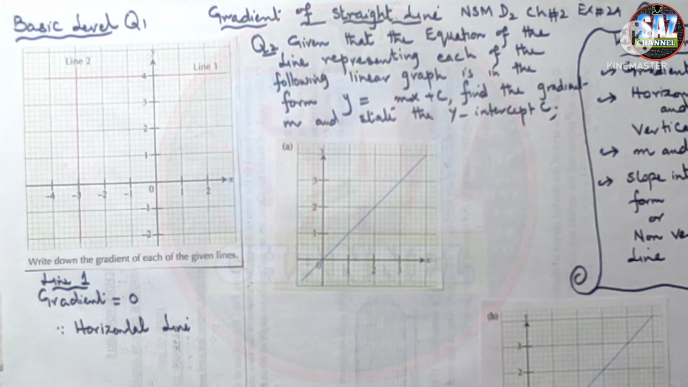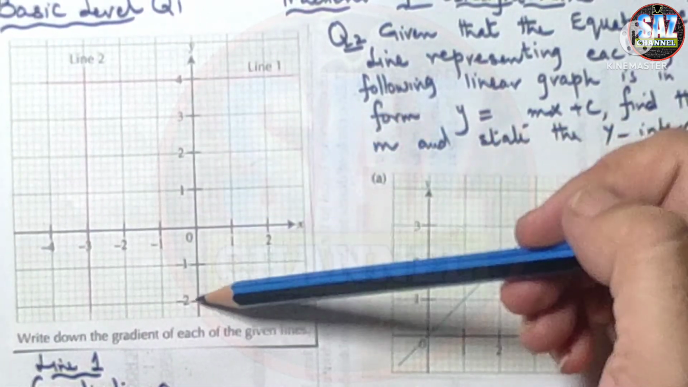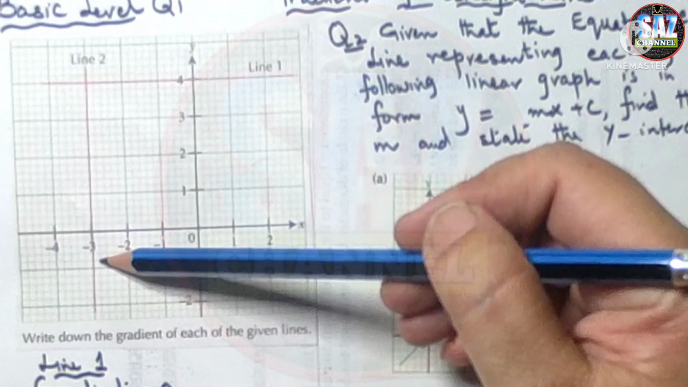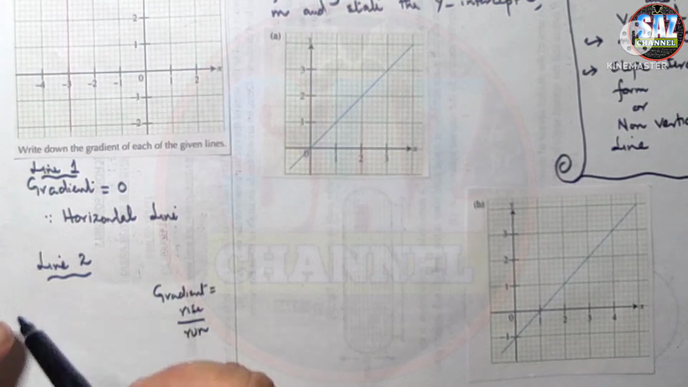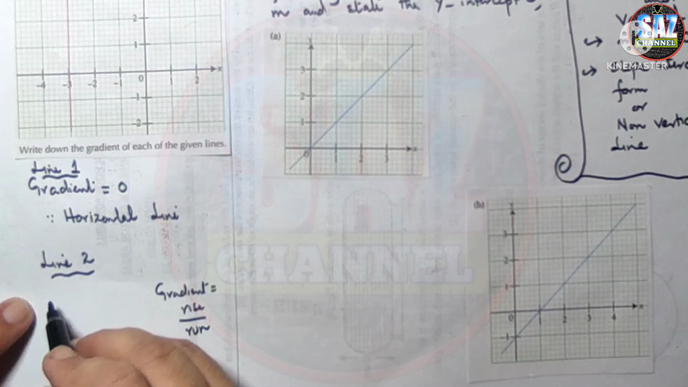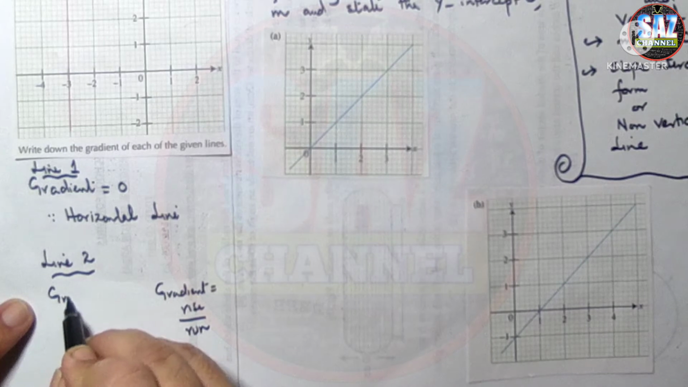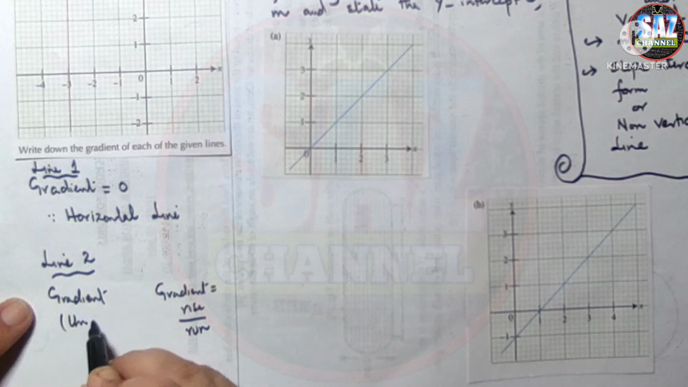Let's talk about line 2. What type of line is it? Line 2 is parallel to the y-axis. It is meeting the x-axis at a certain point. So it's a vertical line. So what is the gradient of vertical lines? All vertical lines have the gradient undefined.